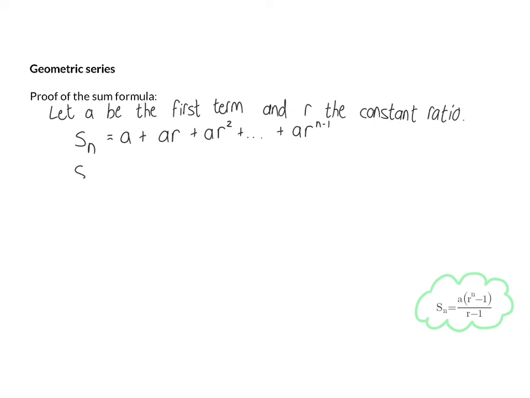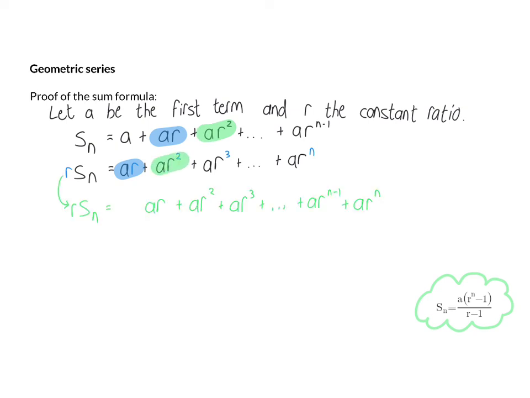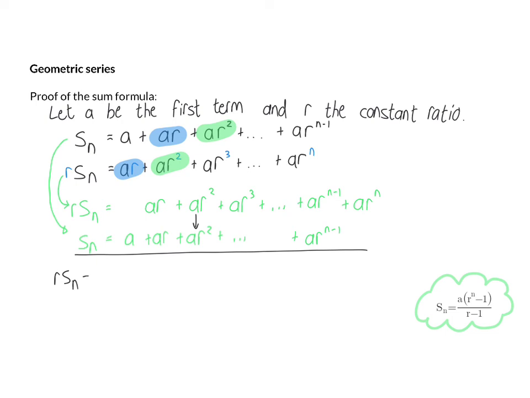I'm going to take this same equation and multiply with r straight through. If you look closely, you will now see that there are similar terms in these two equations. So I'm going to rewrite the equations so that these similar terms are underneath each other. I'm going to subtract these two equations. So I'm going to have r Sn minus Sn on the left. On the right, I have 0 minus A, which is minus A. Ar minus ar is 0. And that will continue to be 0 right up to our second last term.